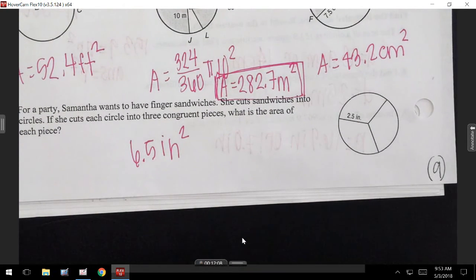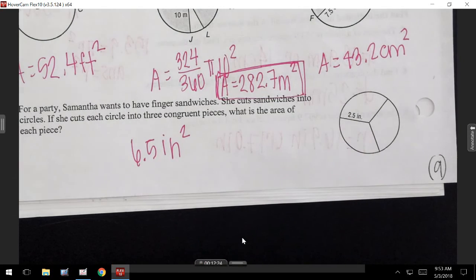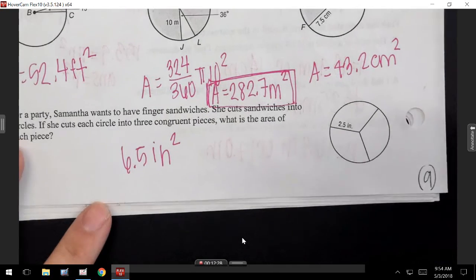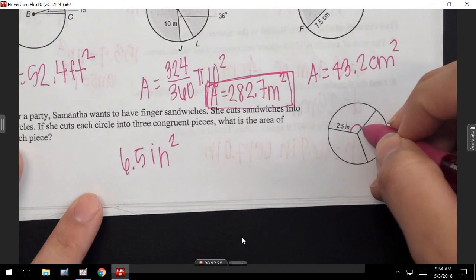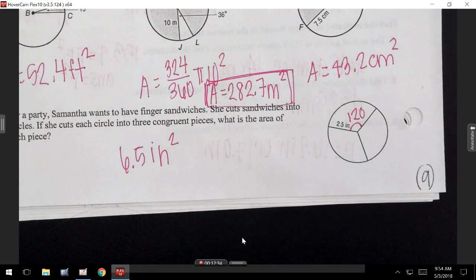Did you get 50.5 inches squared for number 16? What I did is probably what you did: find the area of the whole thing divided by 3. Did anybody do it using a sector? How could I find this using a sector? 360 divided by 3. If they're all congruent, then 360 divided by 3 tells you that this has to be 120. So you could do it that way as well.